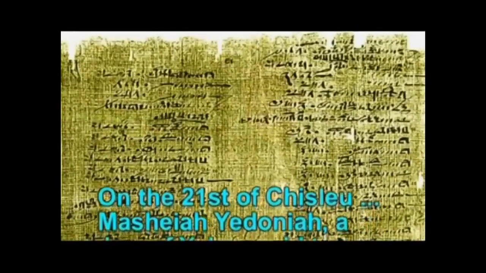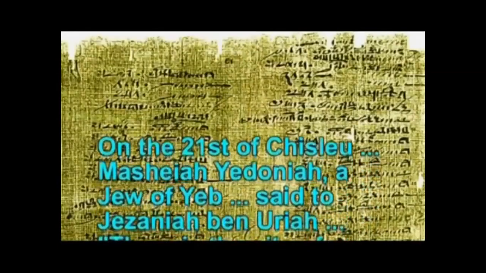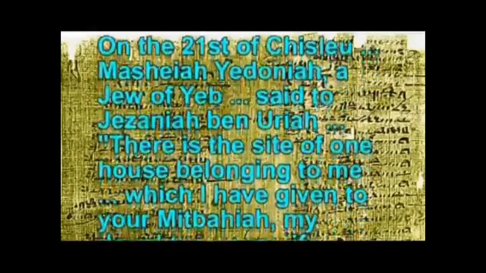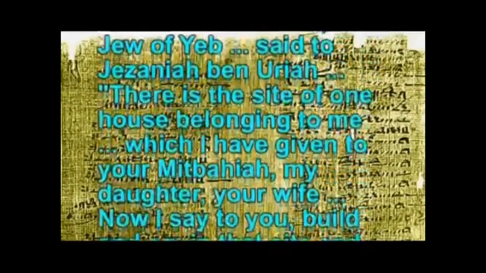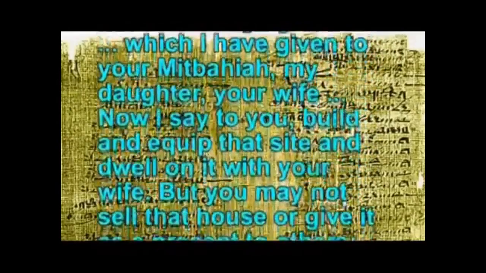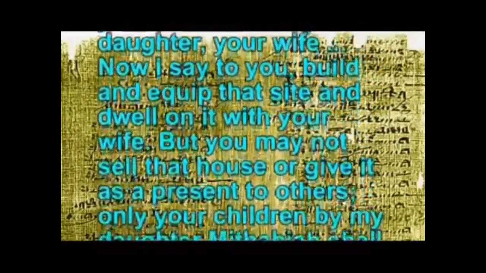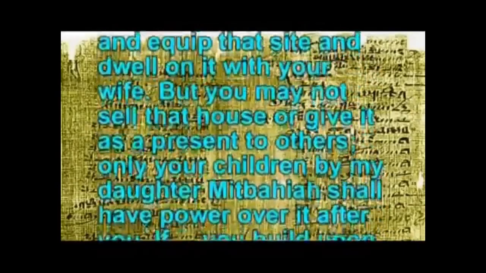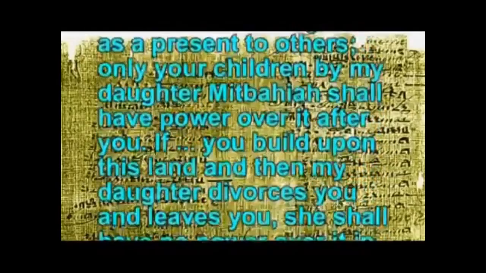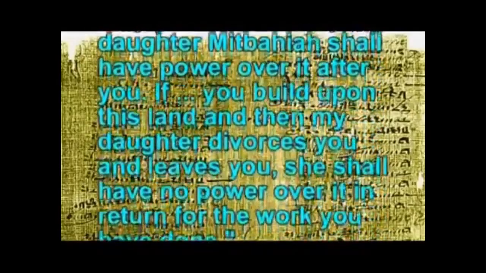For example, one of the documents of Mitbahia is her marriage contract, which says, on the 21st of Chislu, Mashiach Yedoniah, a Jew of Yeb, said to Jezaniah ben Uriah, there is the site of one house belonging to me, which I have given to your Mitbahia, my daughter, your wife. Now I say to you, build and equip that site, and dwell on it with your wife. But you may not sell that house or give it as a present to others. Only your children, by my daughter Mitbahir, shall have power over it after you.